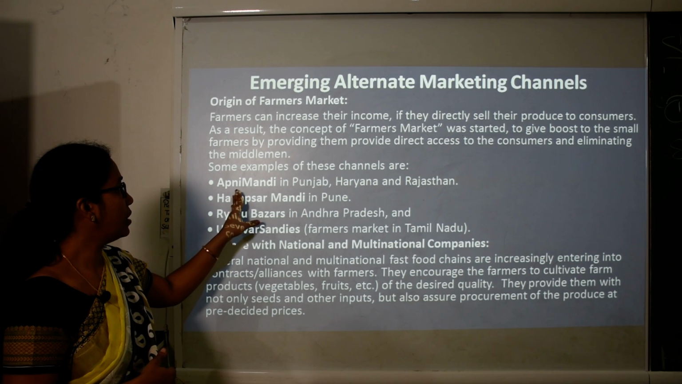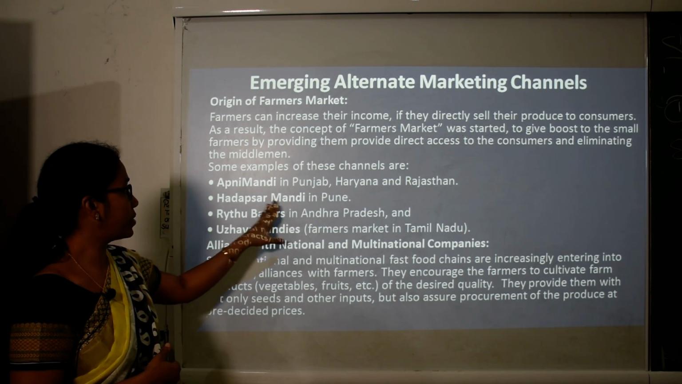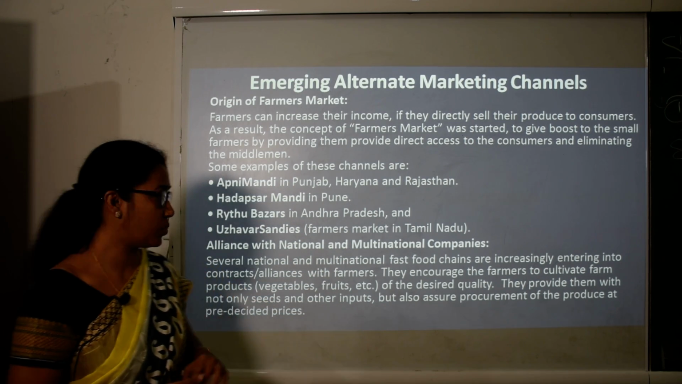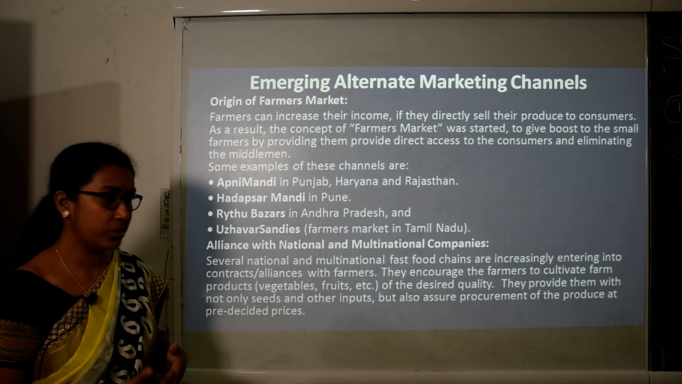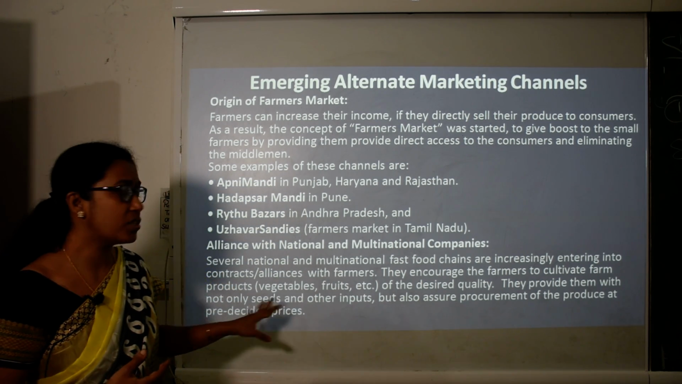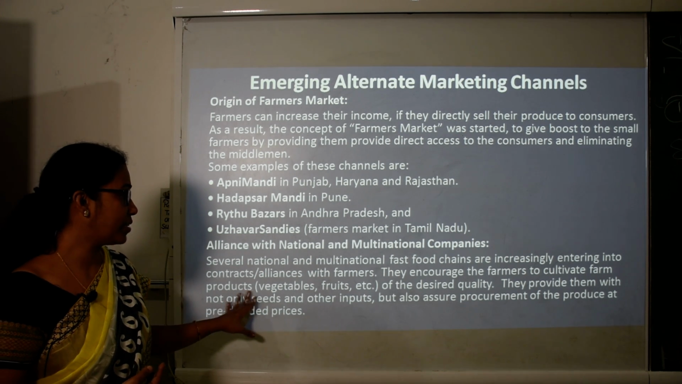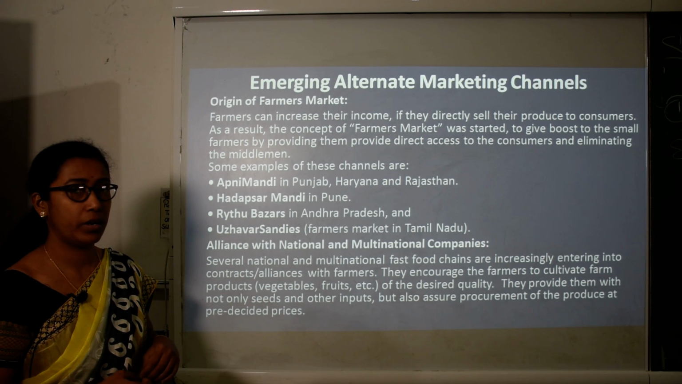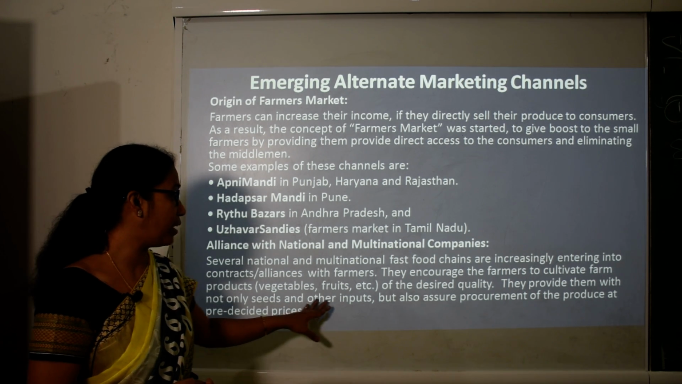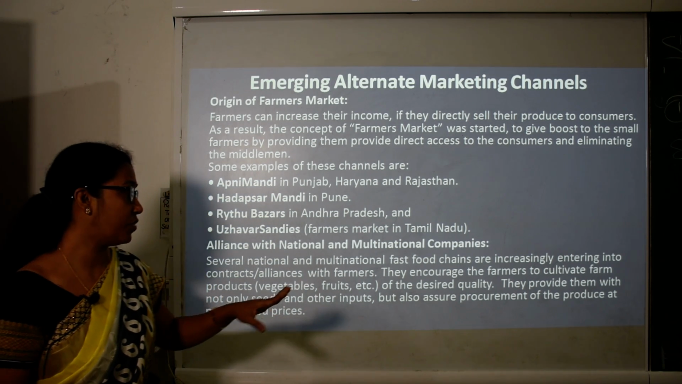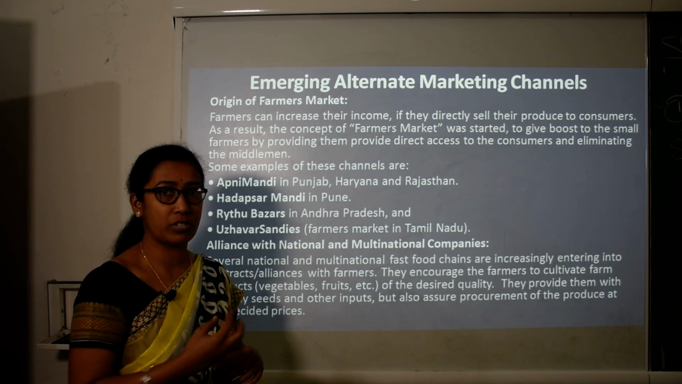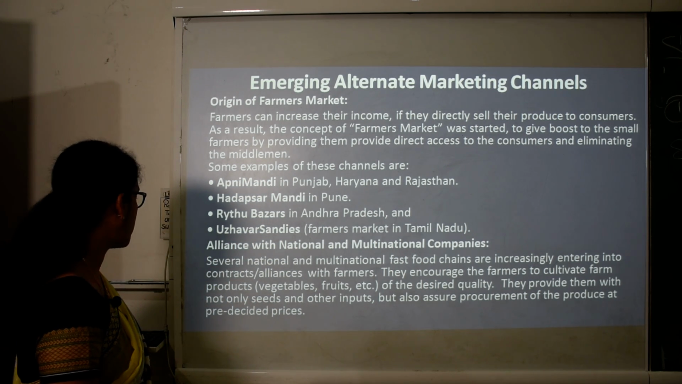Some examples of these channels are Apni Mandi in Punjab, Haryana and Rajasthan, Hadapsar Mandi in Pune and so on. Next is alliance with national and multinational companies. Several national and multinational companies and fast food chains are increasingly entering into contracts and alliances with farmers. They encourage these farmers to cultivate better quality farm products, especially vegetables, fruits and grains, of the desired or superior quality. These companies provide not only seeds and other inputs, but also assure procurement of the produce at pre-decided prices. So the farmers enjoy a good amount of profit from producing this superior quality product for these companies.